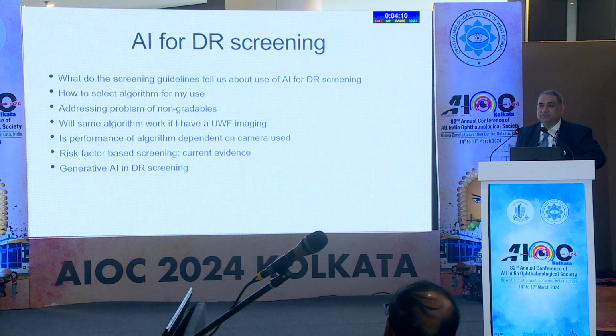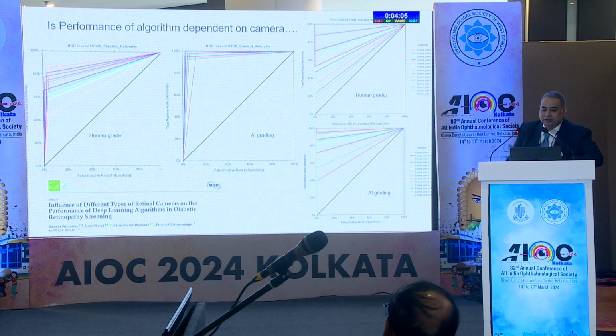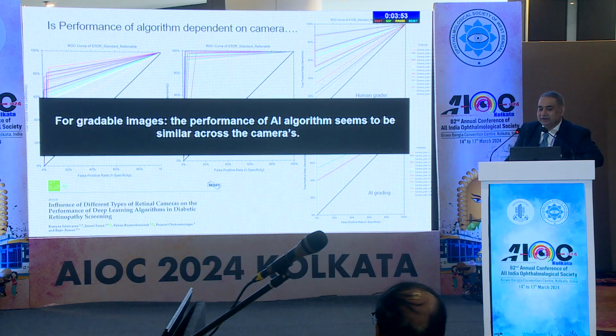Is the performance of the algorithm dependent on the camera? This we could study because the Google AI was used extensively in Thailand, which had nearly 600 cameras and all different brands. So we saw whether all cameras are comparable, or is there any difference between them? What we found is that if the image is gradable, the performance of AI seems to be similar. If it is a non-gradable image, definitely not, but for a gradable image, a good algorithm will work across the cameras.